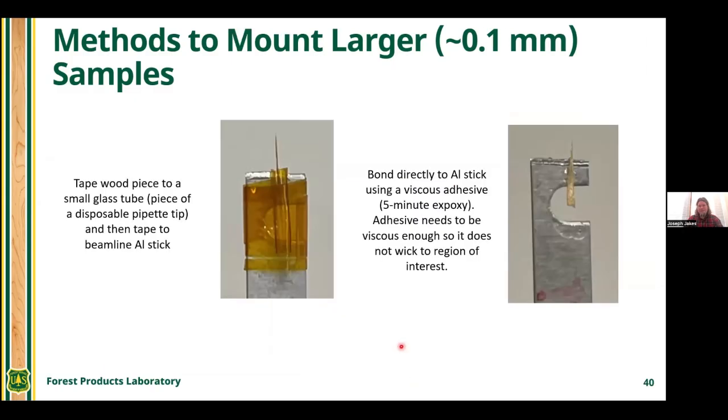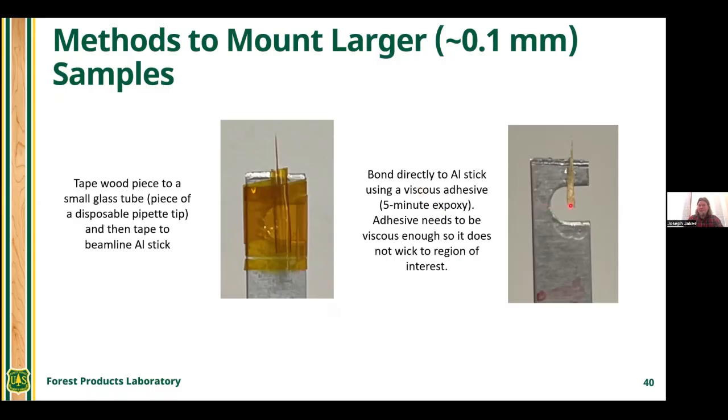And then once you have these small slivers of wood, there's different ways to mount them for your experiment depending on your beamline and the mounting requirements. Some ways that we've done this in the past is take one of these slivers of wood and first just tape it to a small glass tube, which was just breaking off a piece of a disposable pipette tip, and then take that piece of glass and tape it or glue it to the aluminum stick that fits into the beamline.